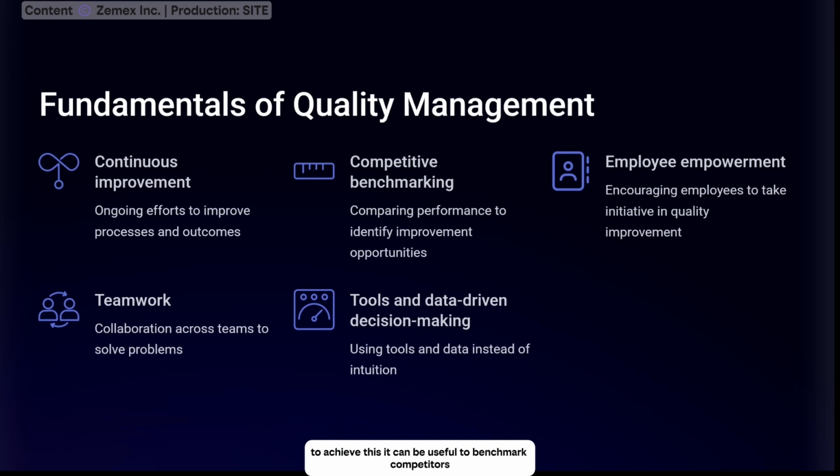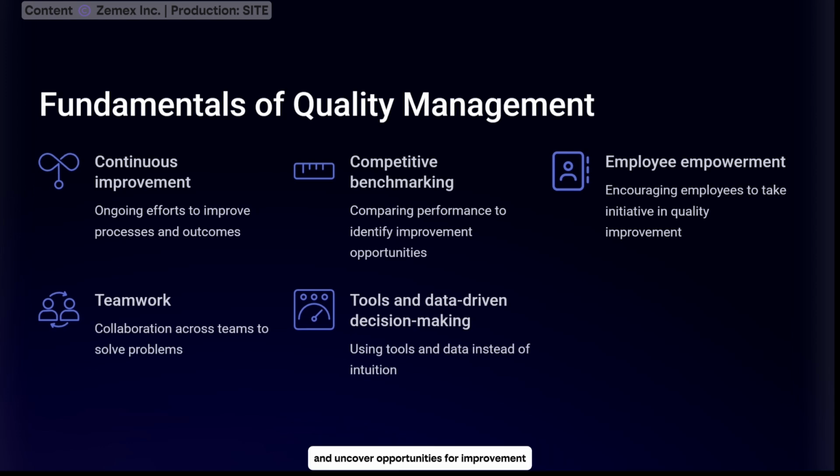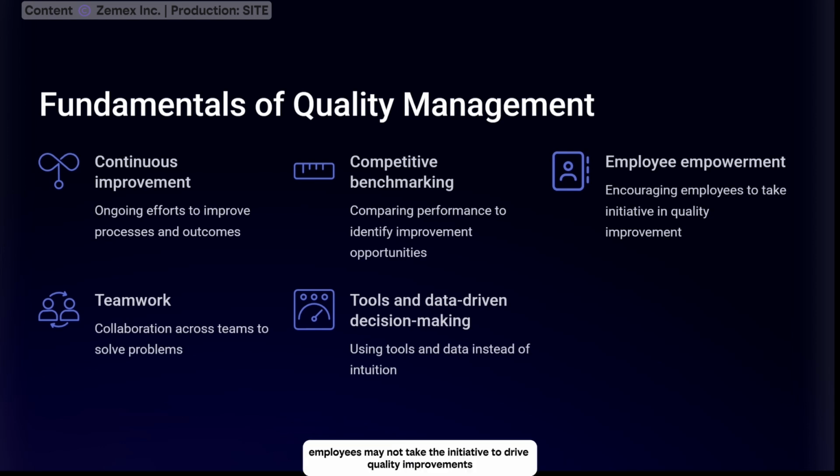To achieve this, it can be useful to benchmark competitors. This helps identify performance gaps and uncover opportunities for improvement. It is also critical to empower employees. They are the ones working within the process and are often best positioned to recognize improvement opportunities. Without empowerment and motivation, employees may not take the initiative to drive quality improvements.